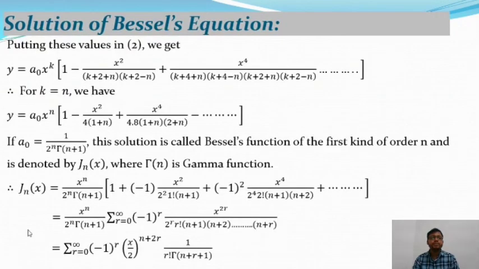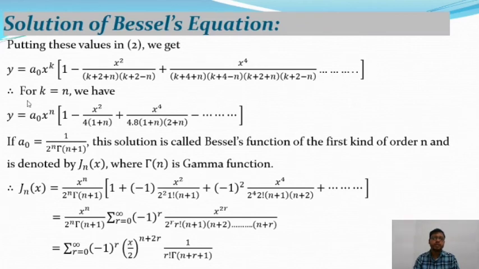So therefore, by putting these values in equation 2, we get y is equal to a0 into x to the power k, where a1, a3, a5, a7 are all 0. So y is equal to a0 into x to the power k into 1 minus x square by (k+2+n)(k+2-n), this is the second term, plus x to the power 4 by (k+4+n)(k+4-n)(k+2+n)(k+2-n), and up to infinity.